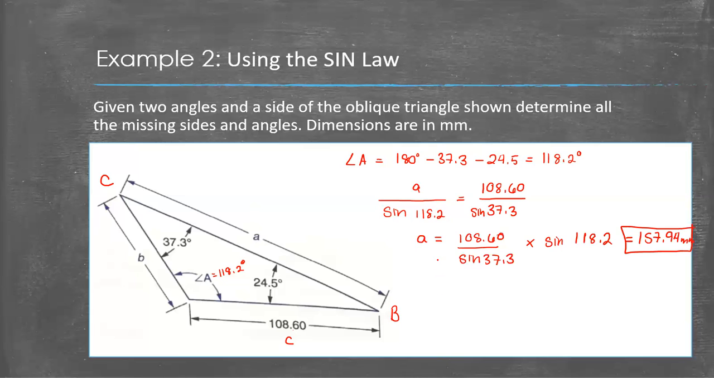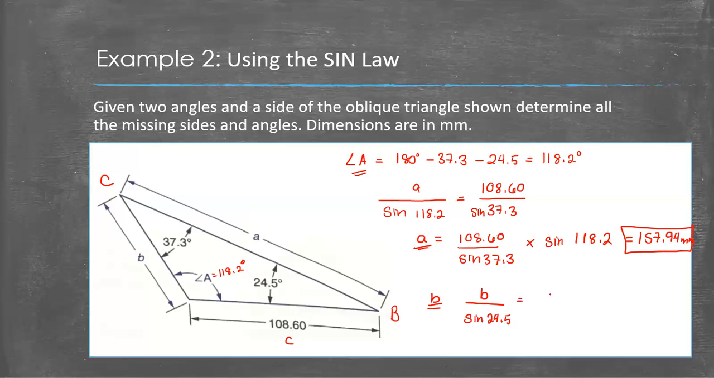So that's our A. Easy calculation. B, we're going to do exactly the same way. These are little underlined so we can see what they are. To find B, little b divided by, okay, there's B. Angle B is 24.5.